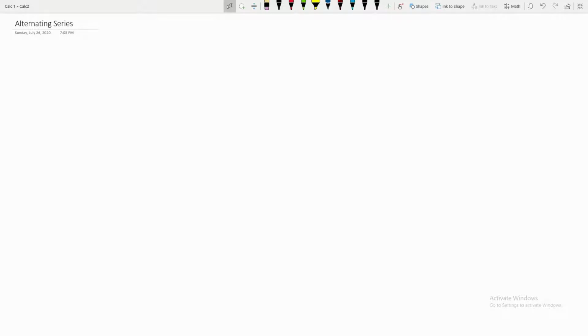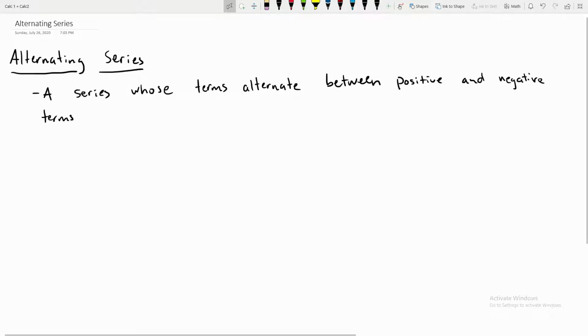In today's lesson, we're going to be talking about another type of series called the alternating series. So here is the definition for what an alternating series is, and it's basically a series whose terms alternate between positive and negative values or terms. Now, if we look at a series like this, for example, where we go from n equals 1 to infinity of (-1)^n times n over n plus 1.